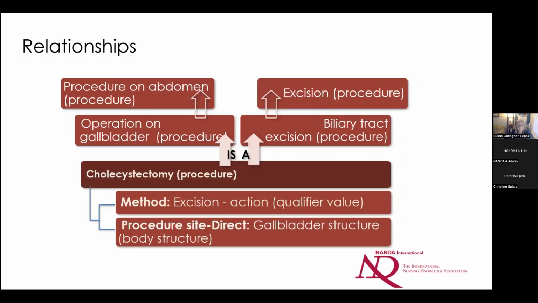So let's look at this. What I had before was a very simplified view. Now we're looking at the actual view of the cholecystectomy term, because there can be one or more ISA relationships. And here for cholecystectomy, it does have two ISA relationships, and it's a procedure on the gallbladder, and it's an excision of the biliary tract with our defining relationships down here.